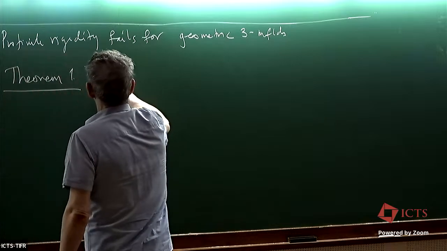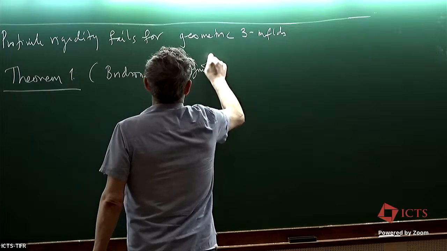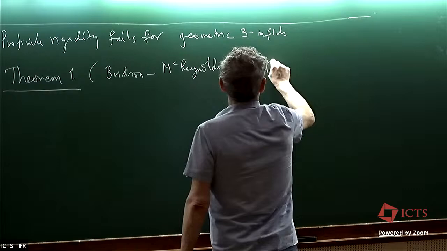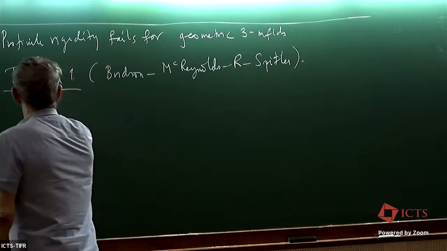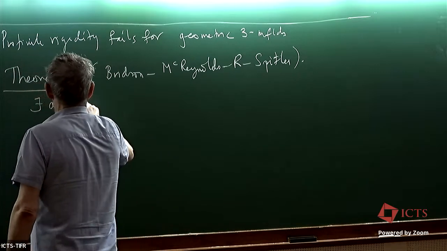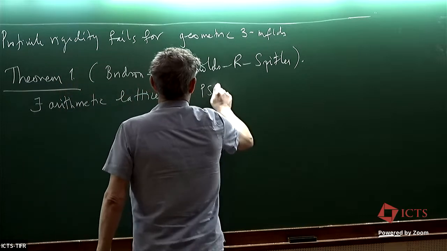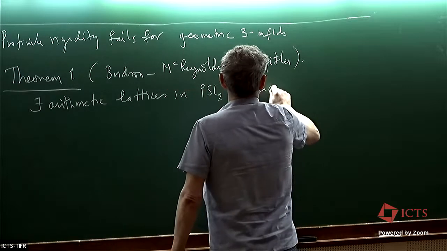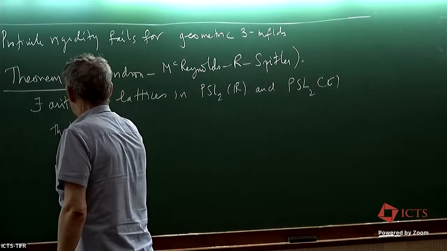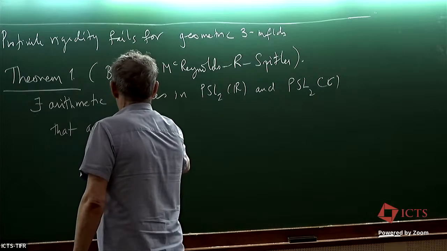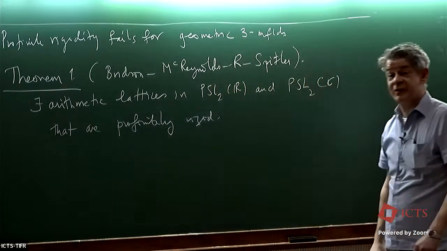this is with Bridson, McReynolds, myself, and Spitler, that there exist arithmetic lattices in PSL(2,R) and PSL(2,C) that are profinitely rigid. And I'll talk about some of these examples shortly.